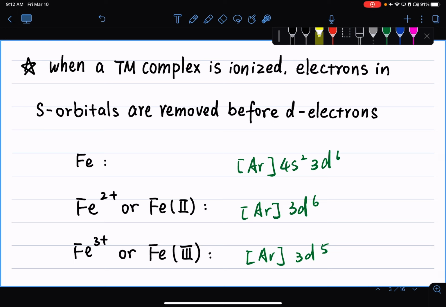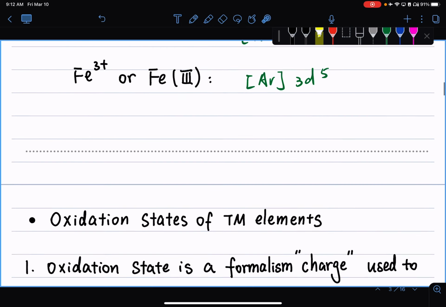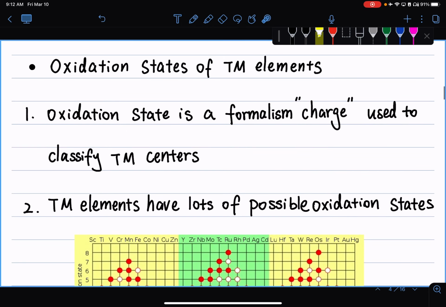So how are we doing about this review here? We covered this when we talked about electron configuration, but this is just a quick refreshment on what we discussed before. All right. And then came to the point of understanding why transition metal complexes are special.